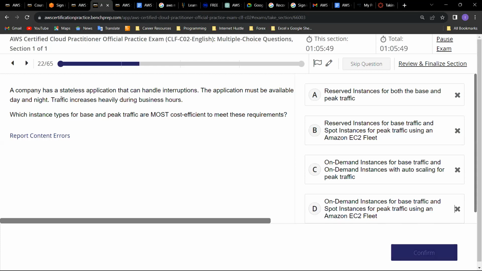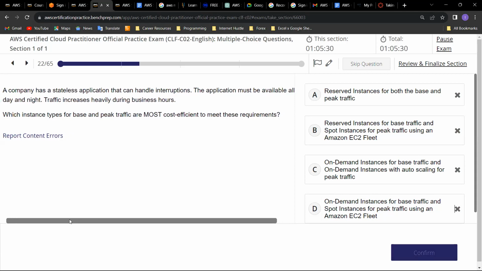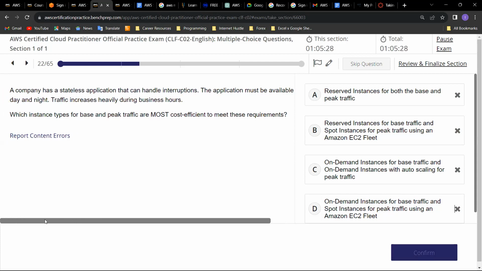A company has a stateless application that can handle interruptions. The application must be available day and night. Traffic increases heavily during business hours. Which instance types for base and peak traffic are most cost efficient to meet these requirements? So I think I'm again.